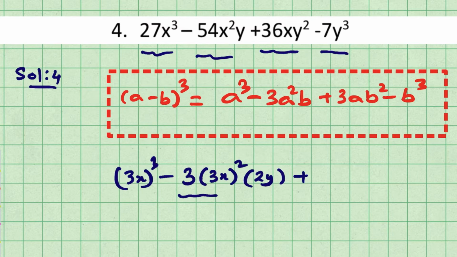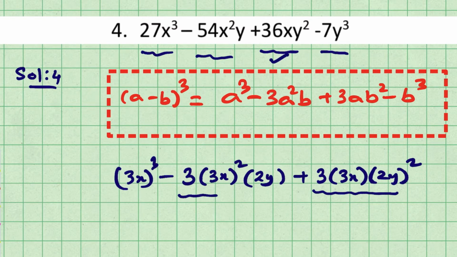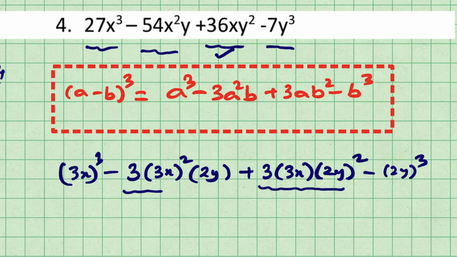Let's see if it matches with other terms also. Next is 3x into 2y whole square. According to the formula, this is what we should write. Let's see, does it match? So this is 3 into 3 is 9, 9 into 4 is 36, xy square. Yes, it is matching with this portion. Next, we should get 2y whole cube. But 2y whole cube is not present in the question. So I am going to add 2y whole cube and minus 7y cube as it is, no change. Notice, in order to balance minus 2y cube, I added 2y cube.